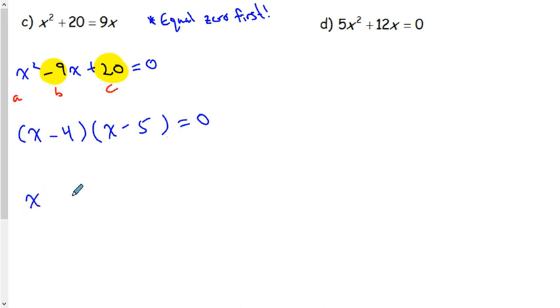So what are our solutions to this quadratic equation? x equals 4 and x equals 5. We didn't have to use the quadratic formula. We could have, and we would have got to the same answer, but that would have been a lot slower. This is a much faster way, and that's why factoring should always be our first option.